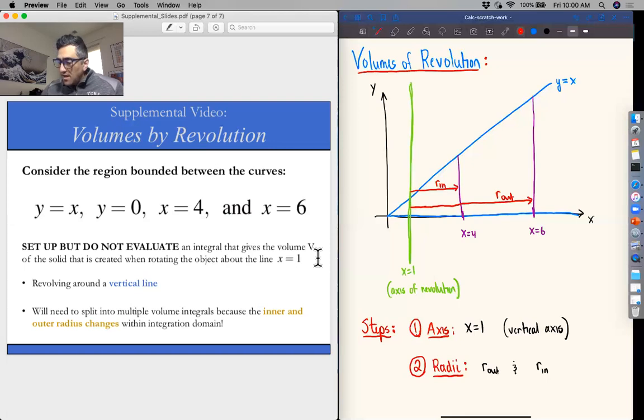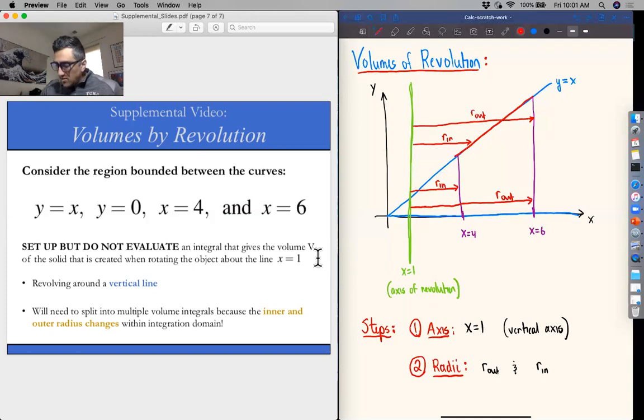However, if we try doing the same exact exercise up top, we will see that our outer radius is still associated with what looks like x equals 6. But the inner radius is now associated with the line y equals x. So in this example, we see the definition of the inner and outer radius actually changes.